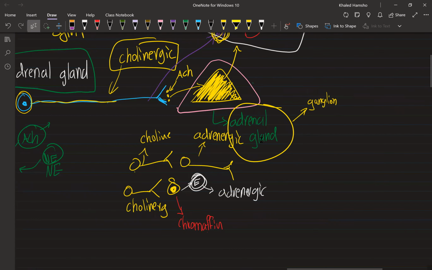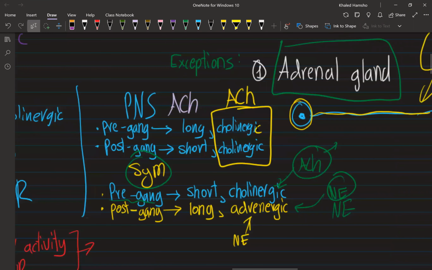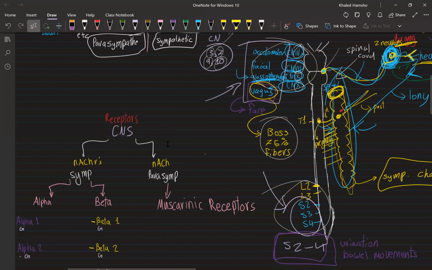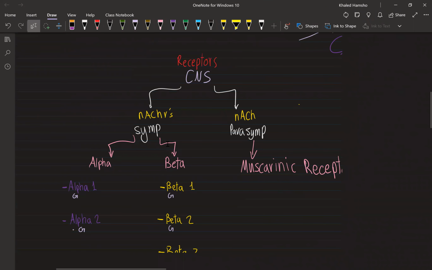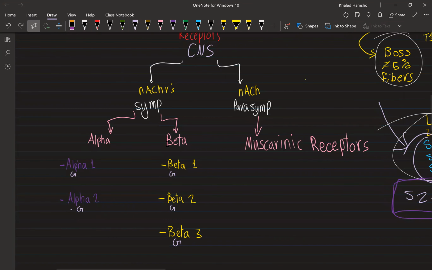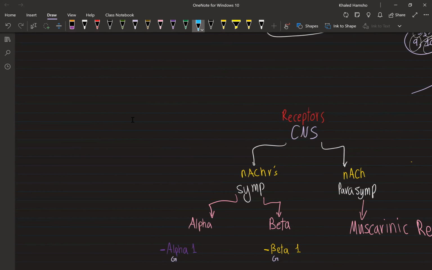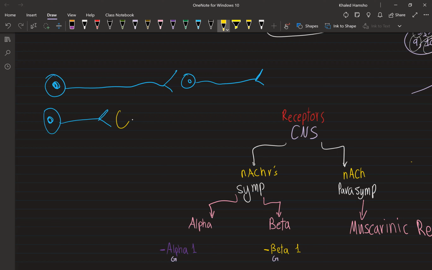Anyways, we've discussed the adrenal gland and the two pathways. Now we can jump into something different. Let's talk about the receptors. We've been talking about the two neurons, the sympathetic and parasympathetic. Just to recall, in the parasympathetic pathway we have two neurons, one that is long over here and one that is short over here. And in the sympathetic, same thing, two neurons, one that is short and the other one is long, like this.